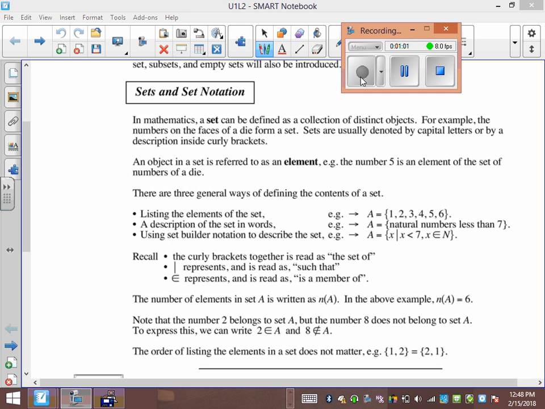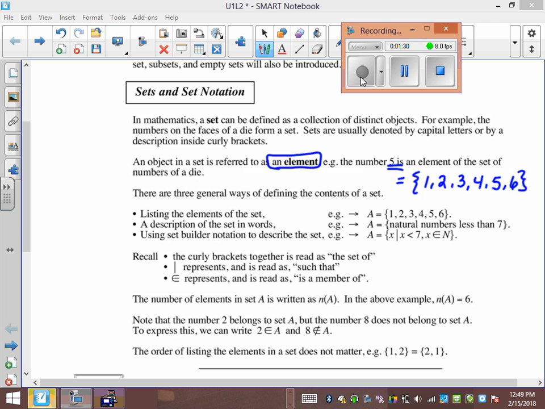An object in a set is referred to as an element. So the number 5 is an element of the numbers on a die, right? How many elements are there on a 6-sided die? Well, there would be 1, 2, 3, 4, 5, 6. How many elements is that? 6. Okay. If I asked you for the number of elements, each one of those is an element, and it would be 6.